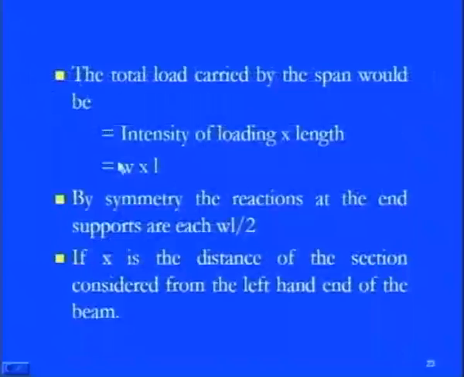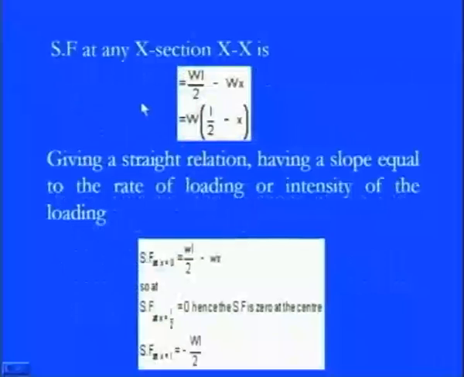Now you see here, the same which I discussed, the total load carried is W into L, and by symmetry we have WL by 2, WL by 2 as the reaction forces. Then at the XX cross section the shear force is WL by 2 because of the reaction going upward, and in the middle portion W into X, the total intensity of the load into X, will go in the downward direction. So we have a positive side here, WL by 2 minus WX, or if you take W common, then we have W into L by 2 minus X.